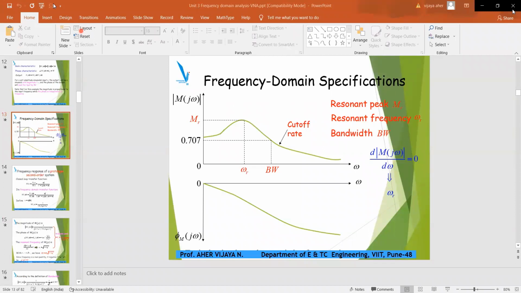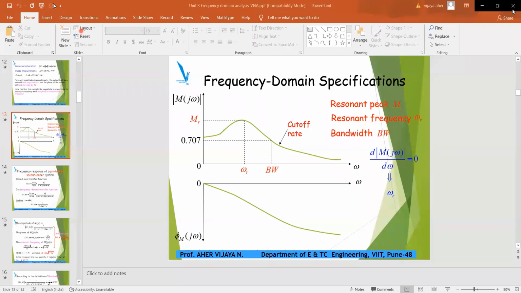What is magnitude? Magnitude is equal to C into ω, that is the gain characteristic. How to calculate magnitude? Take the mod of this. So magnitude is equal to C into ω, whereas phase is the angle of that equation, that is the phase characteristic. We got a 90-degree phase shift between input and output, and we have plotted the response. And these are some of the frequency domain specifications, Mr, ωr, and bandwidth, for which I have taken an example.